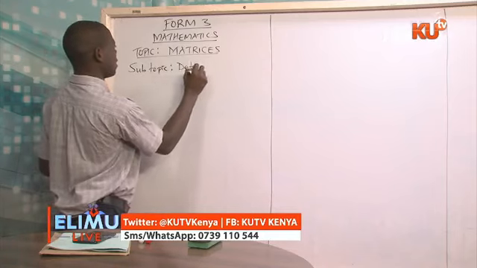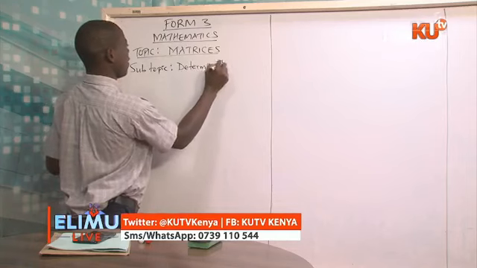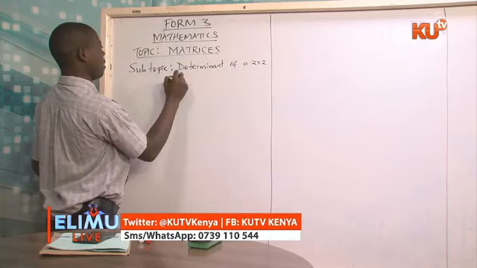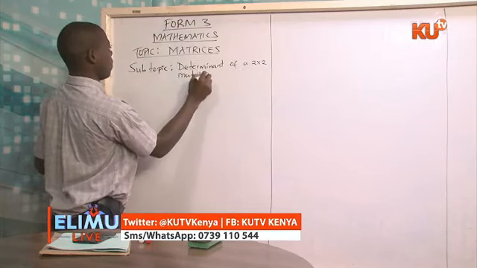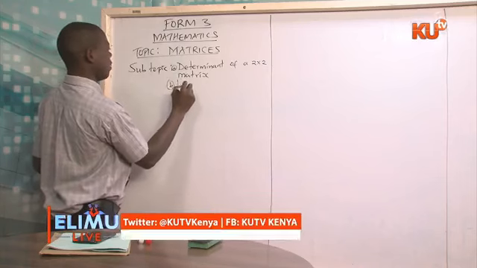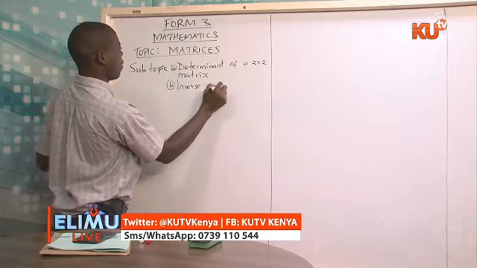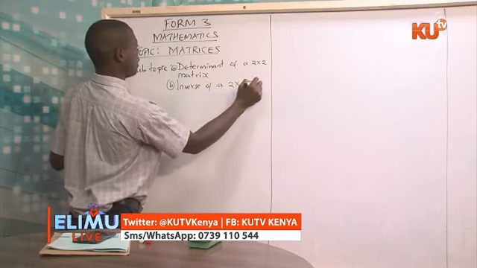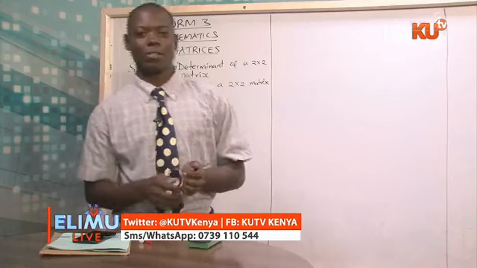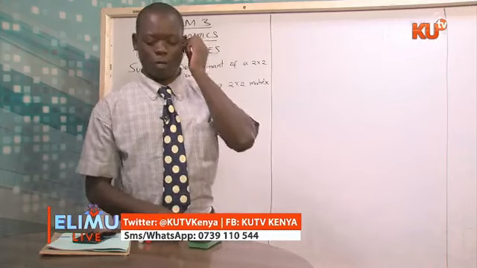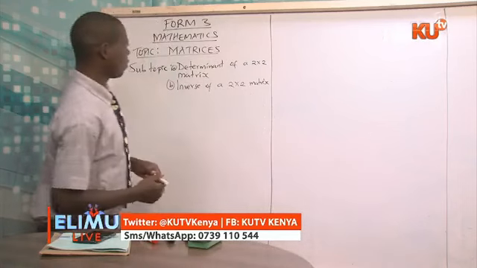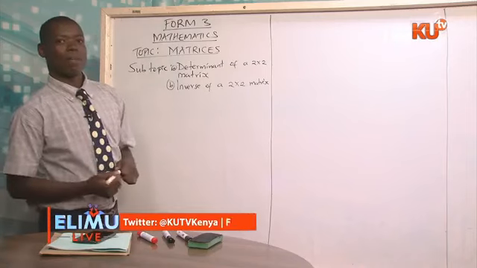determinant of a 2 by 2 matrix. And then number 2, we will discuss the inverse of a 2 by 2 matrix. That is what we are discussing in our lesson today. So feel welcome, students, and let's discuss in detail what these two subtopics have to do.